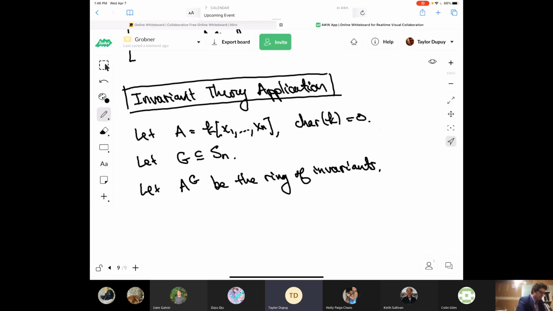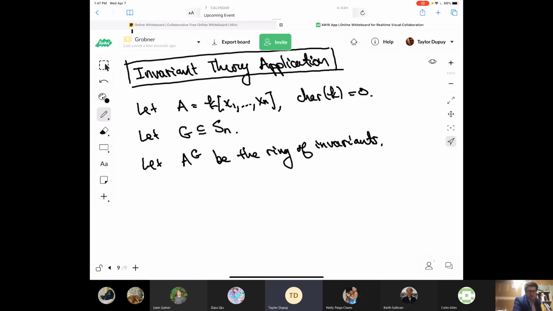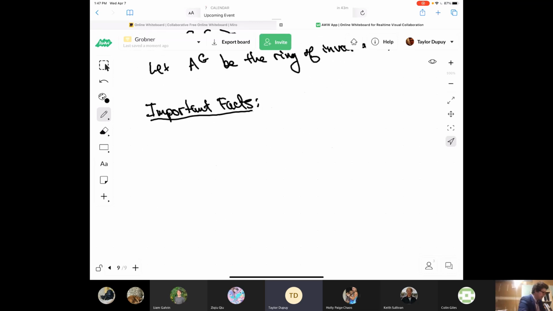Okay, and then we're going to let A^G be the ring of invariants. The theorem is that this A^G is finitely generated. So there are finitely many polynomials which are invariant under G, such that every other invariant polynomial is a polynomial combination of those. Just like the elementary symmetric polynomials are for Sn, there's a general version of this. There are 2 important facts that we'll need. The first important fact is that A^G is a graded ring.